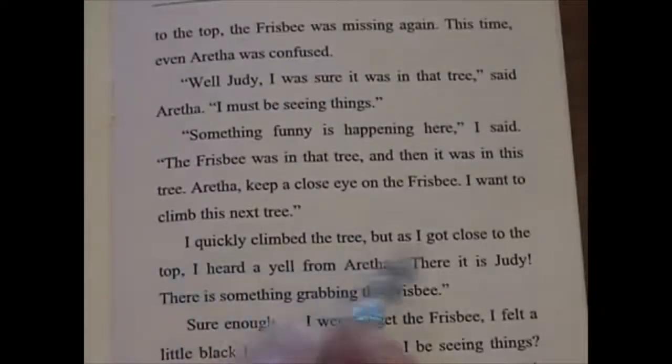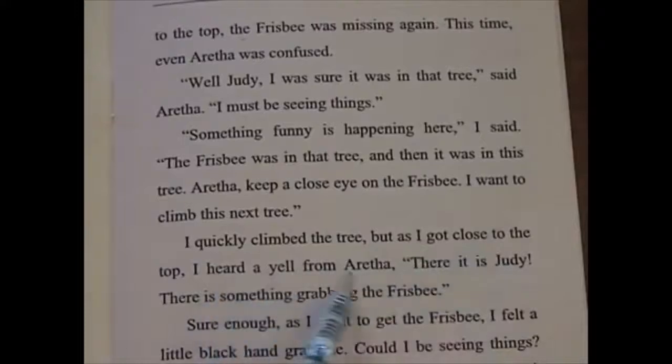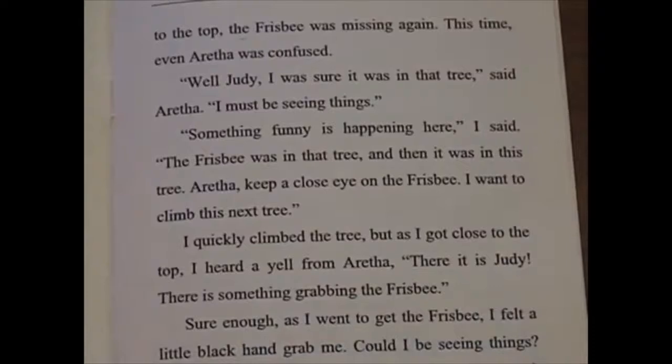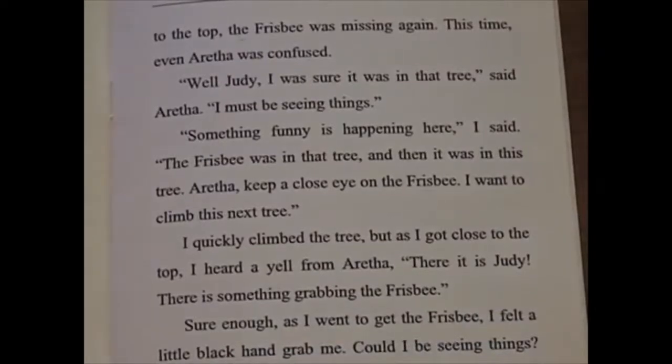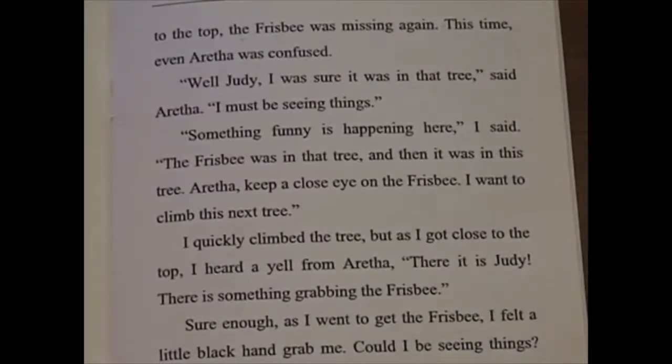I quickly climbed the tree, but as I got close to the top, I heard a yell from Aretha. There it is, Judy. There's something grabbing the frisbee. Summary? When she quickly climbed the tree, she heard a yell from Aretha saying that something was grabbing the frisbee.